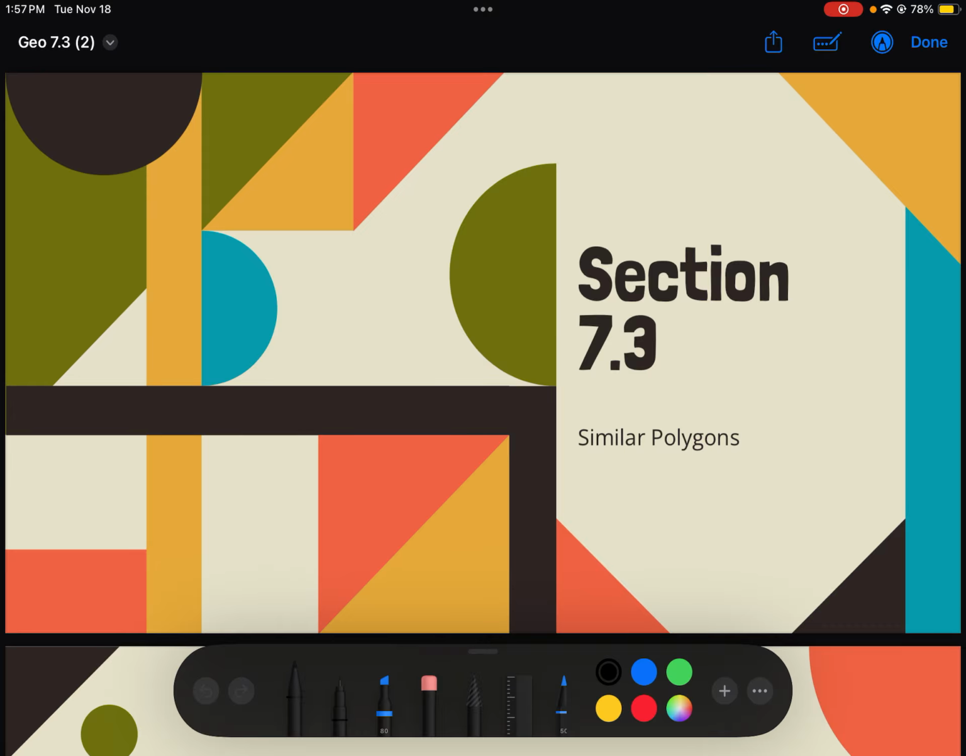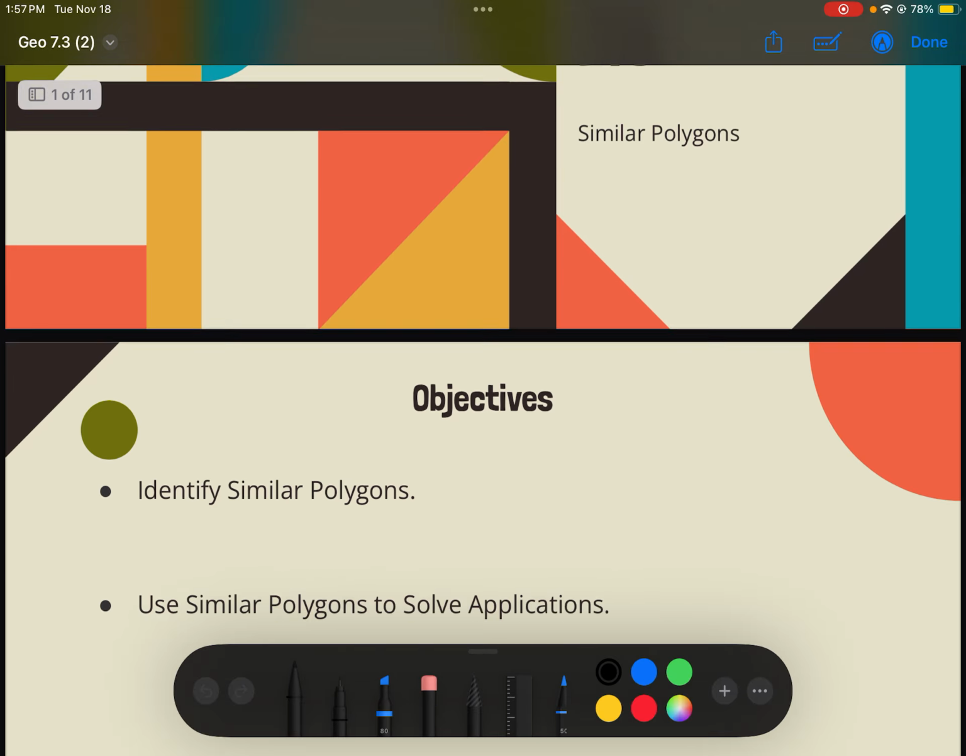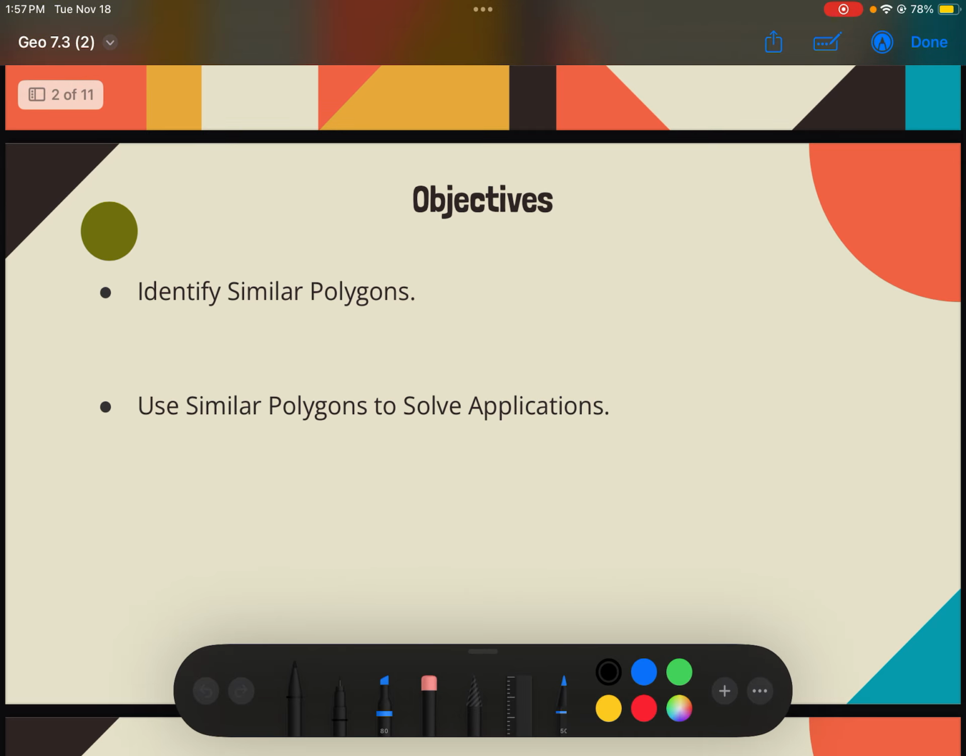All right, so section 7.3, we are going to be talking about similar polygons. Our objectives for the day: identifying similar polygons. What do I mean by similar? We need to define that term, and then we're going to be using them to solve a couple of applications. We're not going to do too many applications problems today. Maybe that's something we can work on a little bit more next week when I get back. But we're going to do a couple like that. All right, so let's get into it.